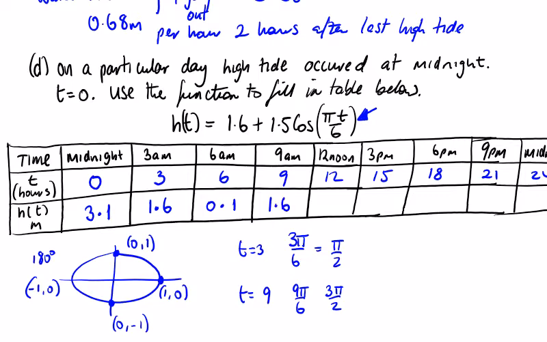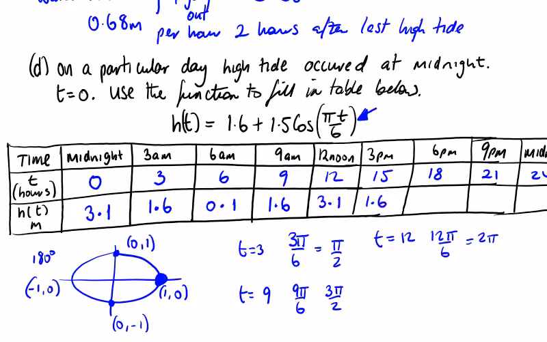After 12 hours, t is equal to 12. Let's just fill them in here. We're going to get 12 pi over 6, which is 2 pi. So we're actually back around full circle to here. So it's going to be equal to max value of 1. So that's my 3.1. And then it just mirrors off from there.